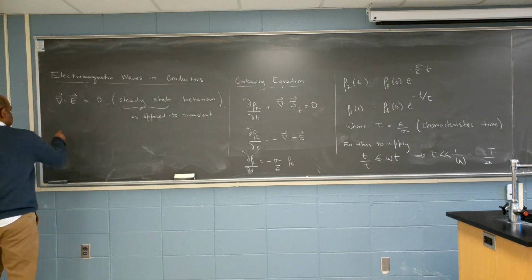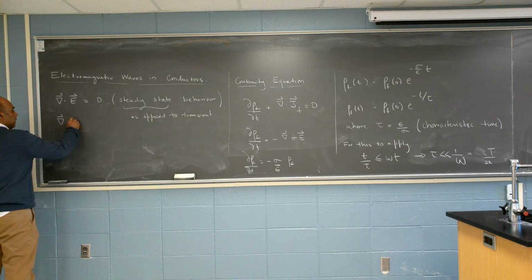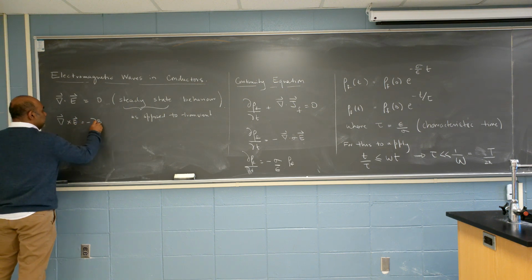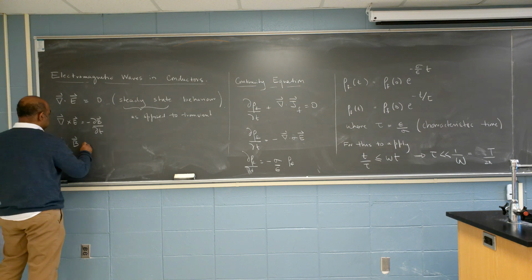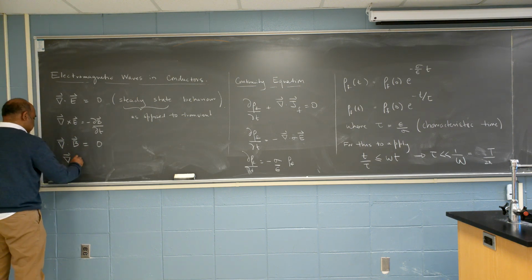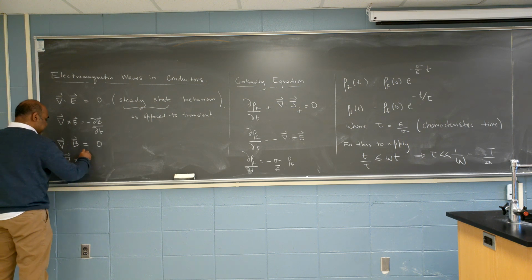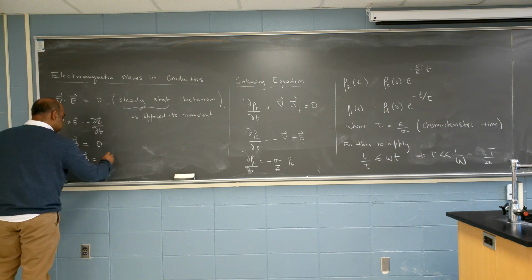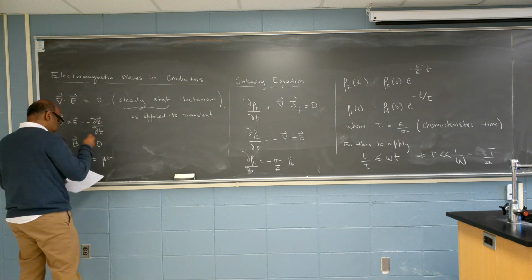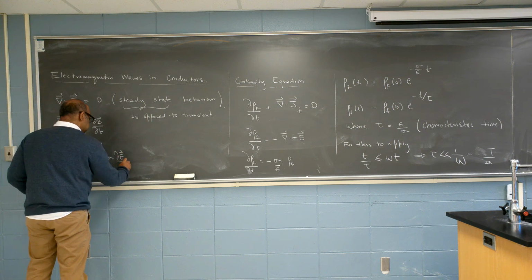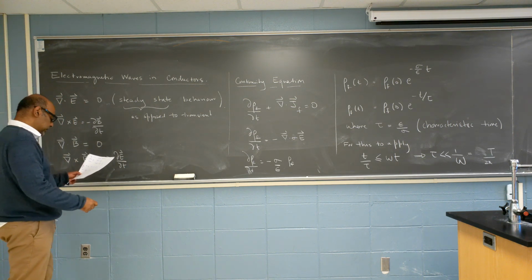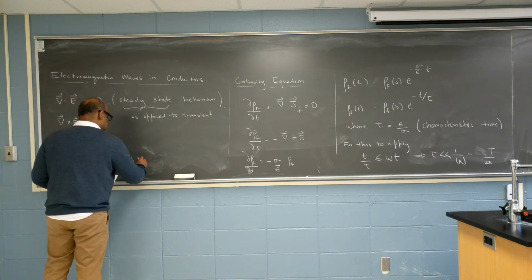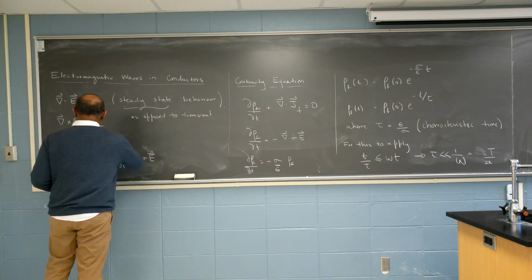Of course, curl of E equals negative dB dt. And curl of B equals mu sigma E plus mu epsilon dE dt. Rho may go to zero, but J doesn't go to zero, because if there is E, there's going to be J. So I have plus mu sigma E.